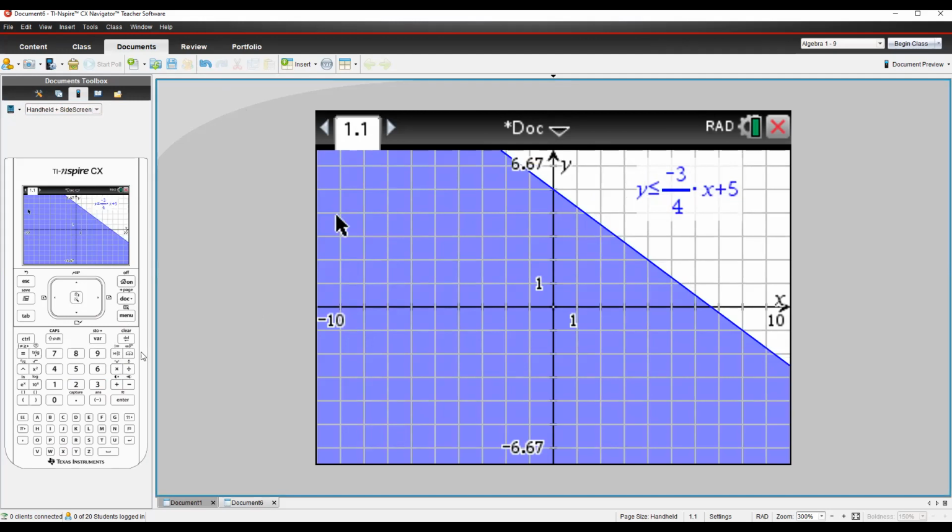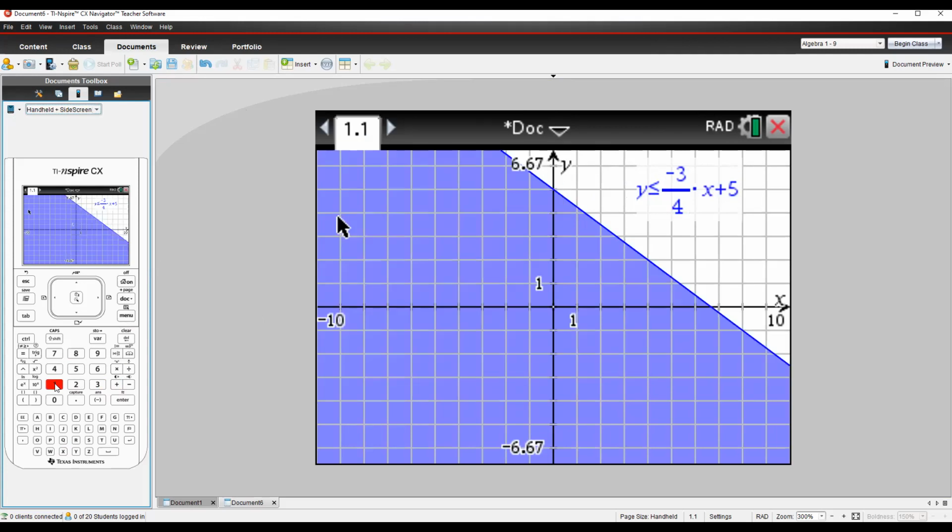Here's what I'm going to do. I'm going to use menu 5, 1, and one of the points is 0, 5. So that's going to be one of the points that I'm going to use. And then let's see where another one is. This looks like 1, 2, 3, 4. So I'm going to do 4. I'm looking for two points that go through these corners. Here's a corner right here. So I'm just going to do menu 5, 1, and then type in 4.